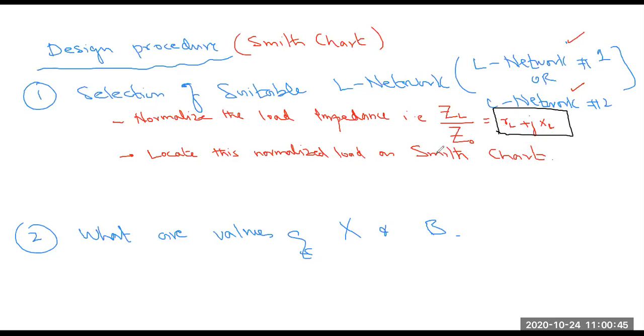You know how to find the location of any impedance. That is, you need to find out the resistive circle for this value and the reactive circle for this value, and the point at which these two circles intersect will be the location of the impedance. So this is a straightforward procedure. Now, once you locate this normalized load on the Smith chart, then what you need to observe is whether this normalized load is inside 1 plus jx circle or outside 1 plus jx circle.